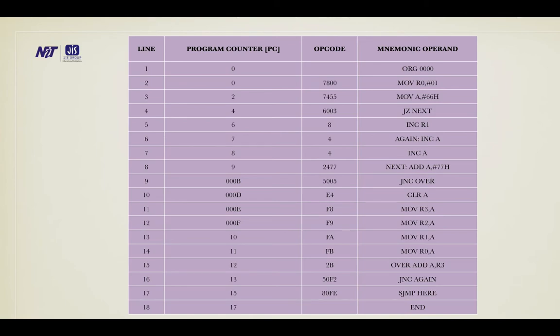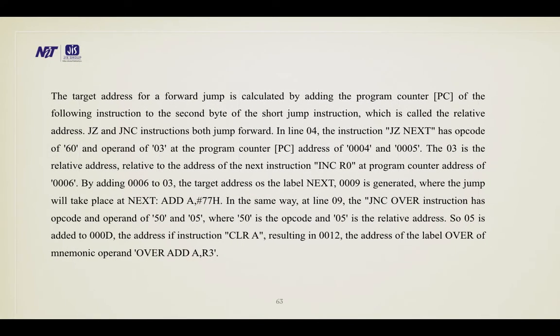JNC again, 50F2, 13. SJMP here, 80FE, and the corresponding program counter 15. Then END, no opcode, it is only the last line, and the program counter value is 17. The target address for a forward jump is calculated by adding the program counter of the following instruction to the second byte of the short jump instruction, which is called the relative address.